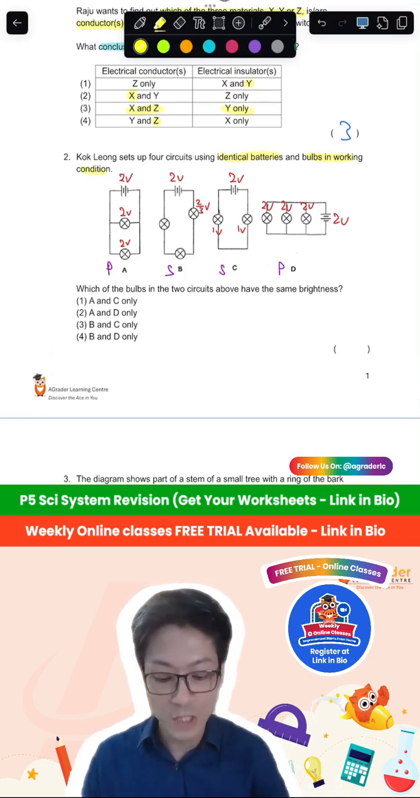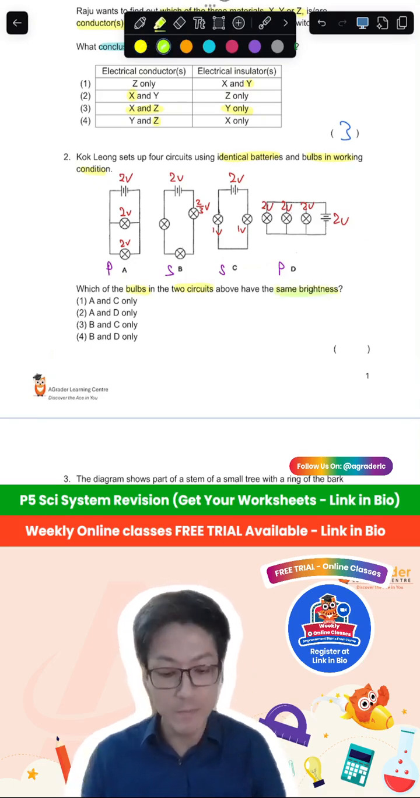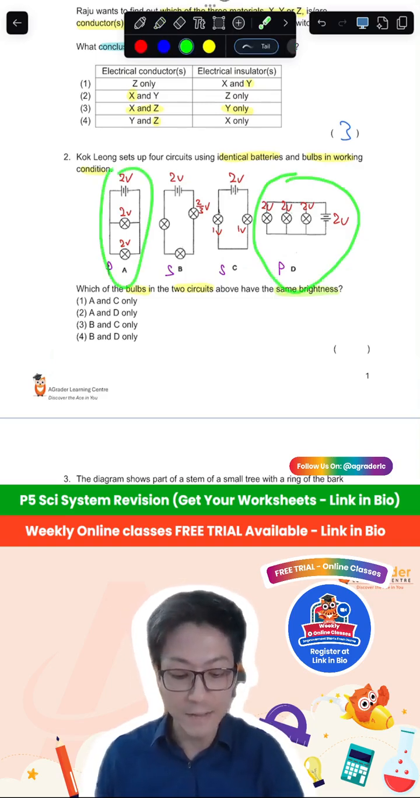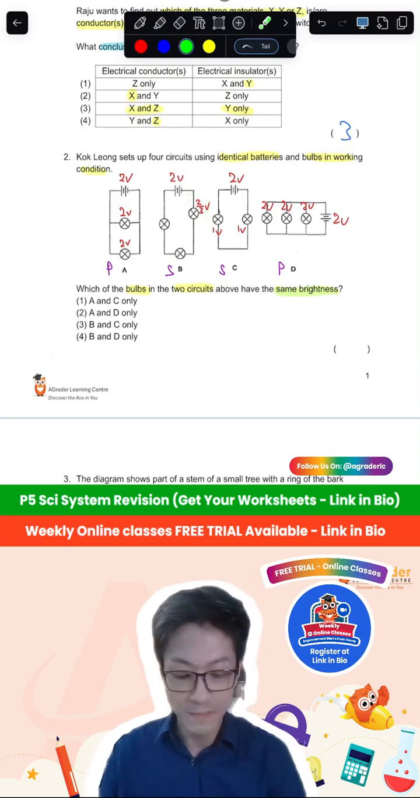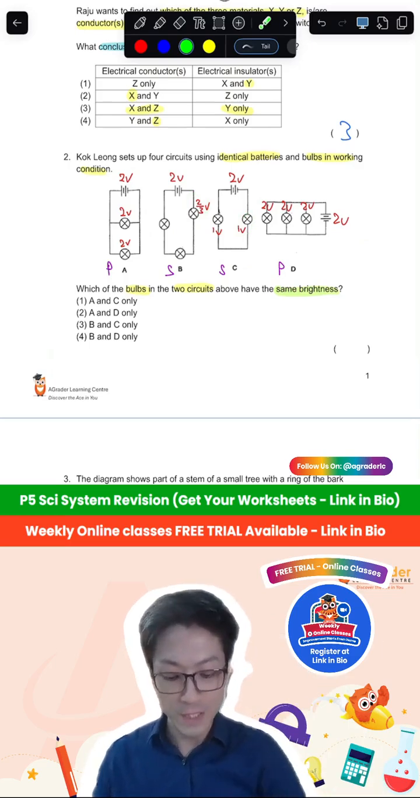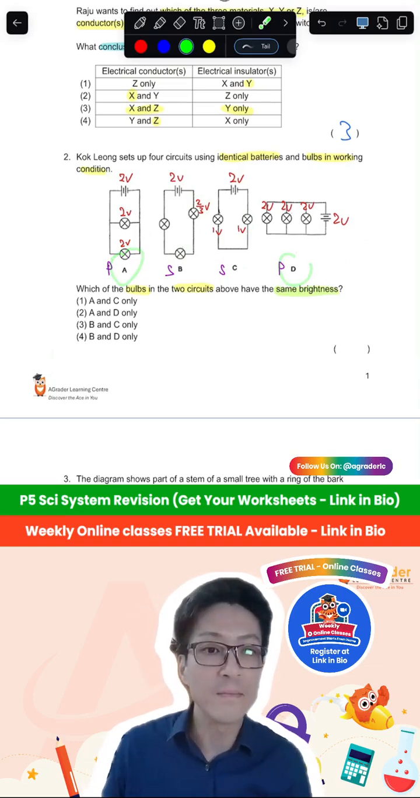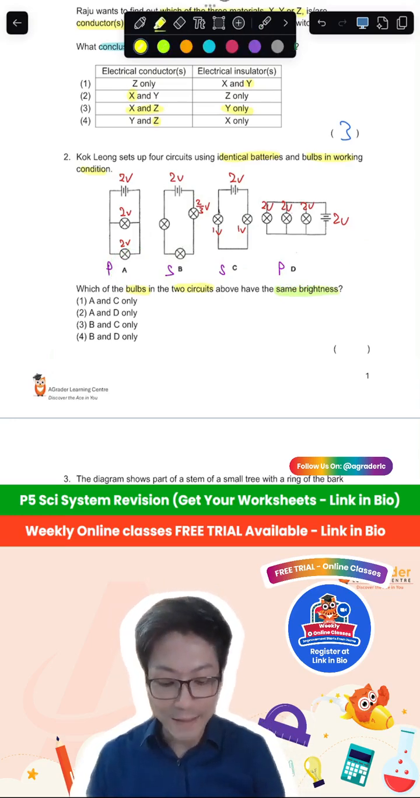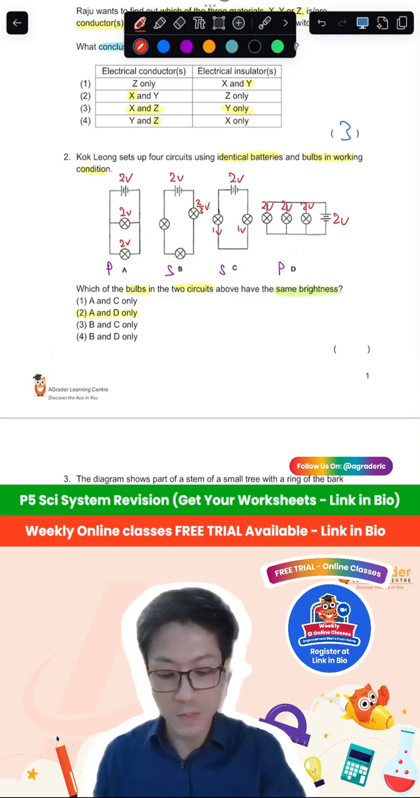Okay, so if the question asks you which bulbs in the two circuits have the same brightness, all right, is, I think, very clearly, okay, A and D, right? Because the brightness of B is 2/3 V, and the brightness of C is 1 V. So we know that the dimmest is circuit B, right? And then the brightest will be A and D. Okay, so we're gonna pick A and D. A and D is option 2, right? So, okay, answer will be option 2.